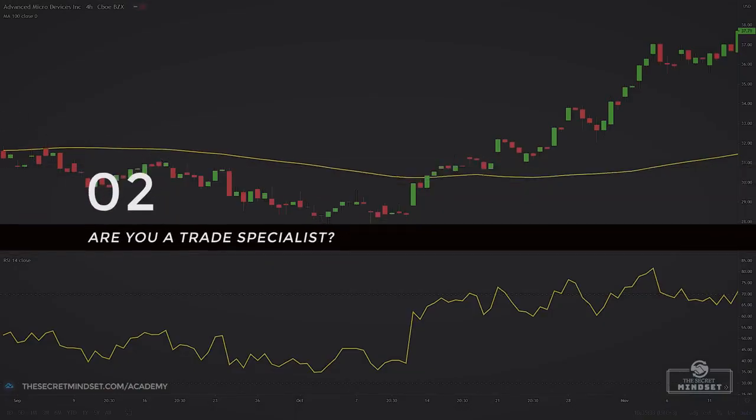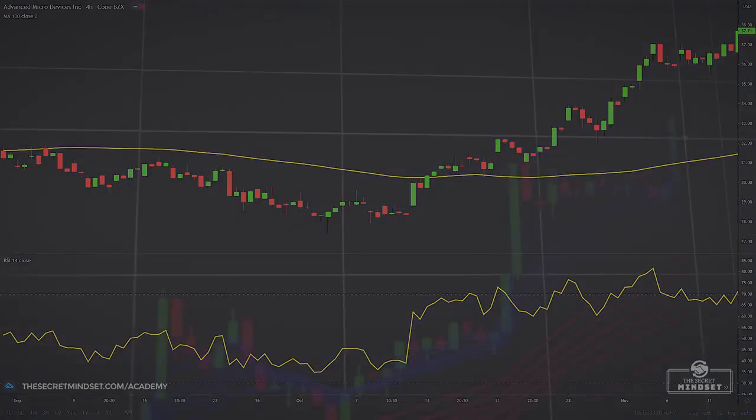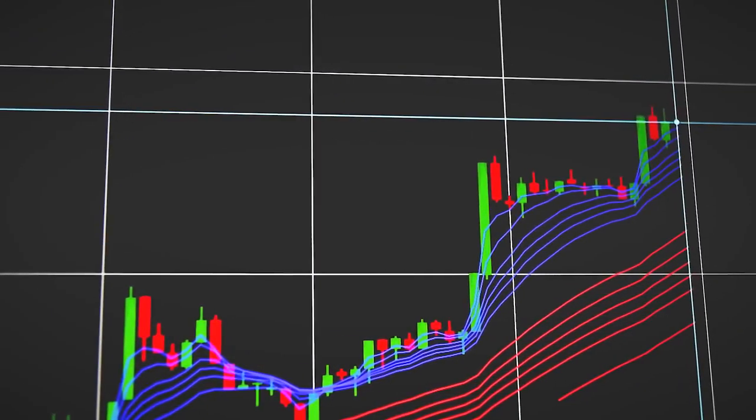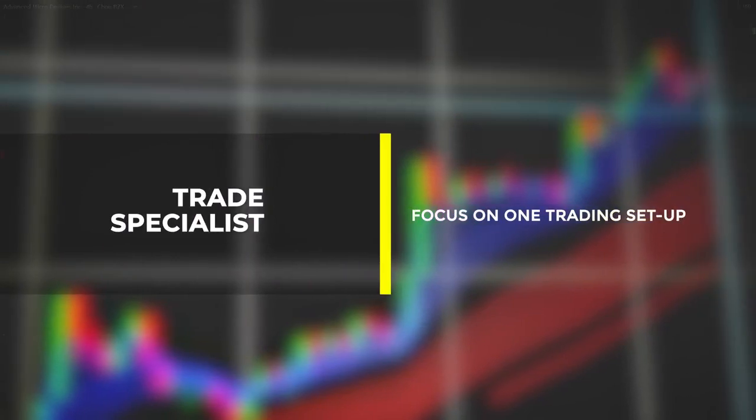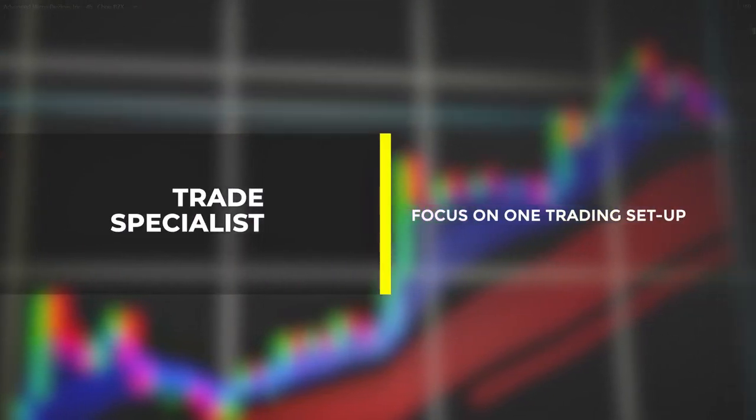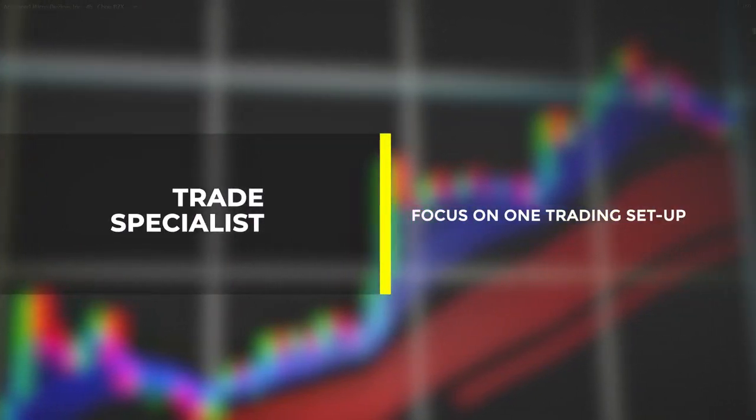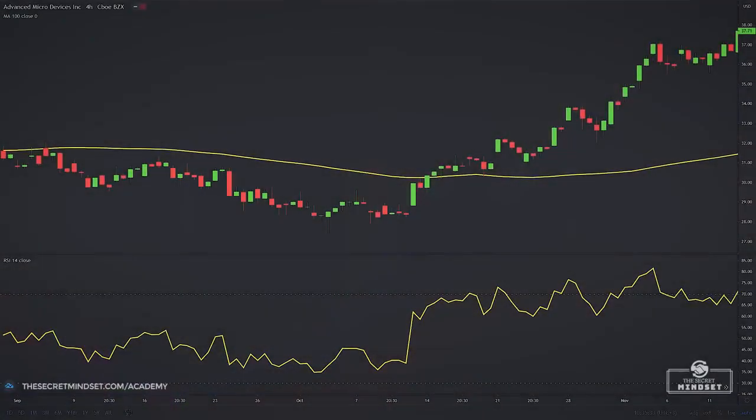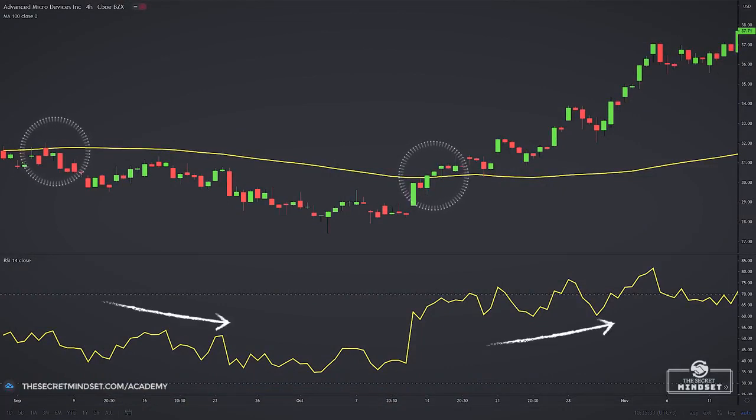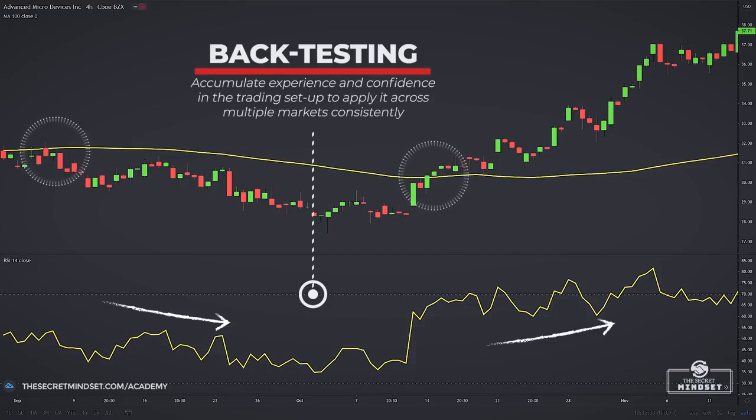Second question: are you a trade specialist? If the idea of trading one market doesn't appeal to you, then you may want to consider the alternative, becoming a trade specialist. As a trade specialist, you will focus on one trading setup. The setup you choose doesn't matter, you must simply be comfortable trading the system. And you will gain comfort trading this setup across markets through backtesting. Backtesting will allow you to accumulate experience and confidence in your trading setup, to apply it across multiple markets consistently.